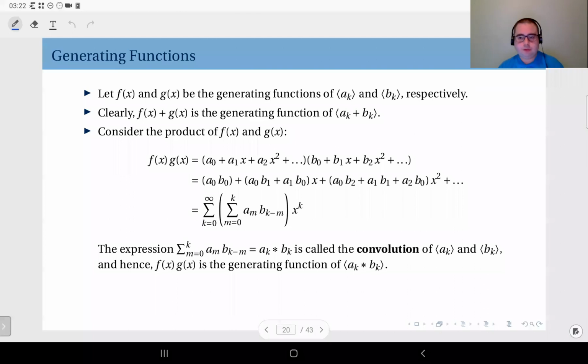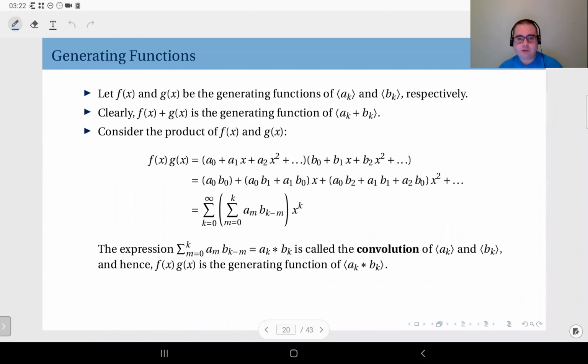Next, we are going to talk about manipulations on generating functions and how we can obtain generating functions from other generating functions, and what the relationships are between generating functions of two different sequences, etc. And the first observation is quite simple.